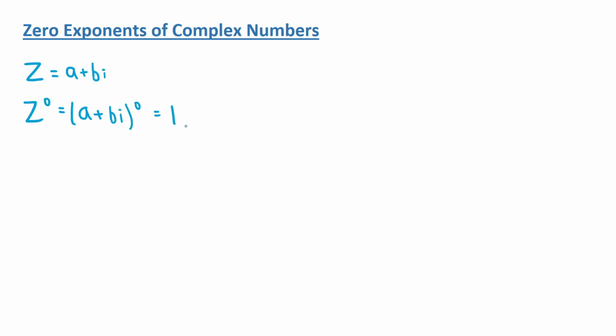If the exponent is 0, then the expression is always equal to 1, no matter what the base is. So if the complex number z equals a plus bi, then z to the power of 0 is equal to a plus bi all to the power of 0, which equals 1 no matter what the complex number a plus bi is. This is the same as when the base is a real number, and the rule that anything to the power of 0 is equal to 1 applies to complex numbers. So if we have something like 2 plus 3i all raised to the power of 0, this entire expression is just equal to 1 since the exponent is 0.